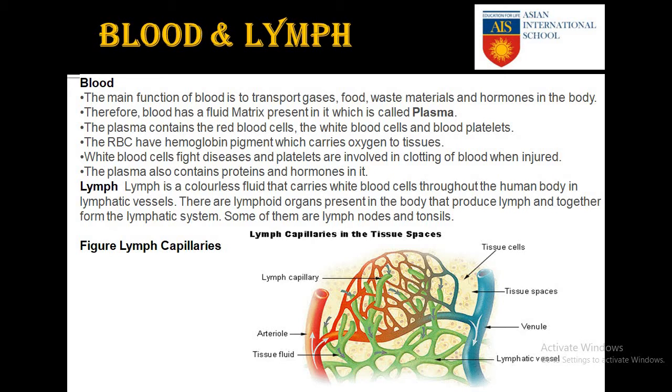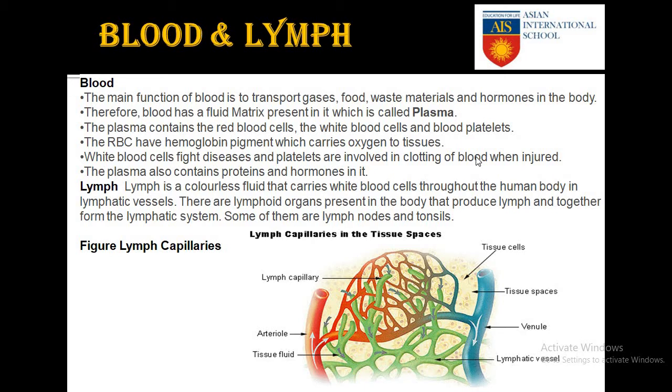Plasma also contains proteins and hormones. Now, lymph is a colorless fluid that carries white blood cells throughout the human body in lymphatic vessels. There are lymphoid organs present in the body that produce lymph, and together they form the lymphatic system. Some of these are lymph nodes and tonsils.